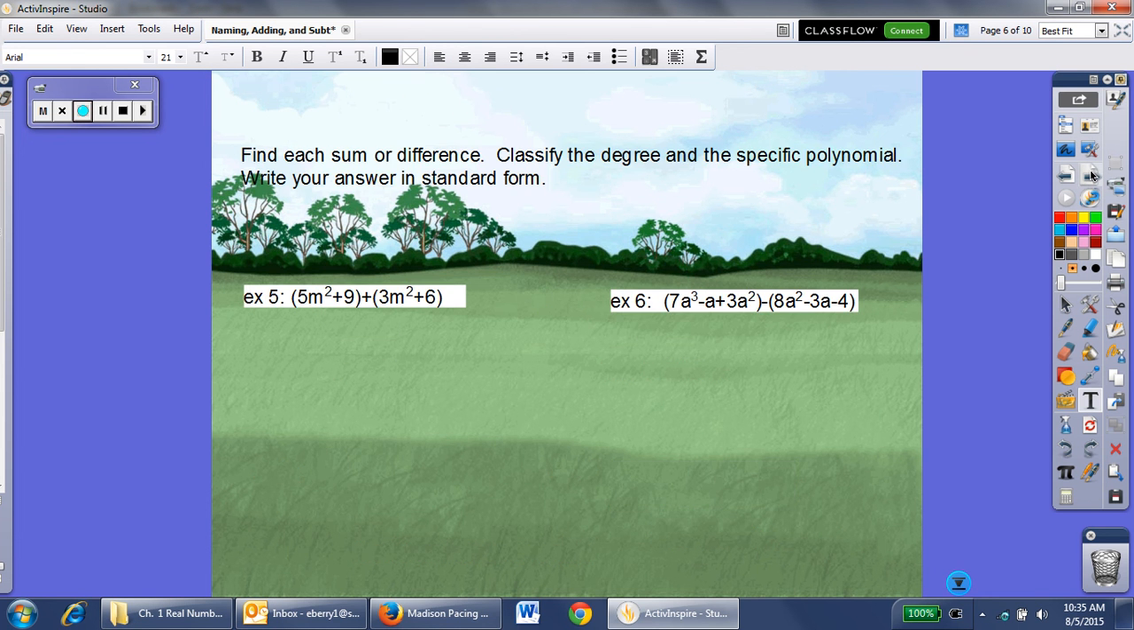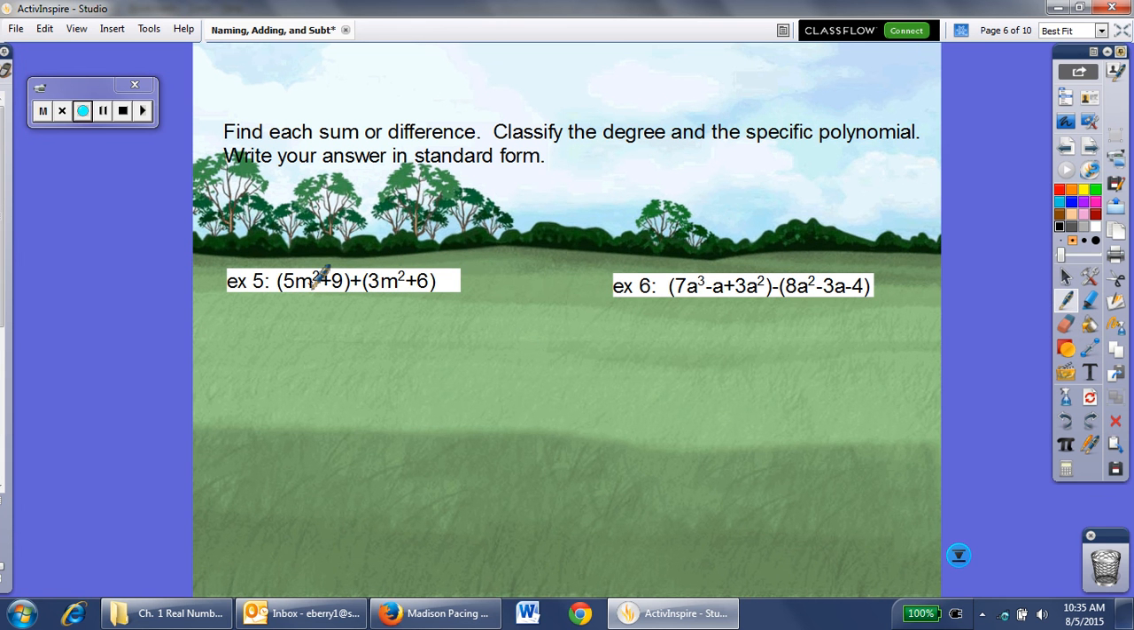Okay, let's continue on with adding and subtracting. So in this example, we need to add these 2 polynomials, or these 2 binomials here. So grouping them together, I'm going to rewrite this as 5m squared plus 3m squared, because these are like terms. And then I'm going to write plus 9 and plus 6 next to each other, because those are like terms. Sometimes it's easier seeing them grouped this way. Go ahead and add the like terms.